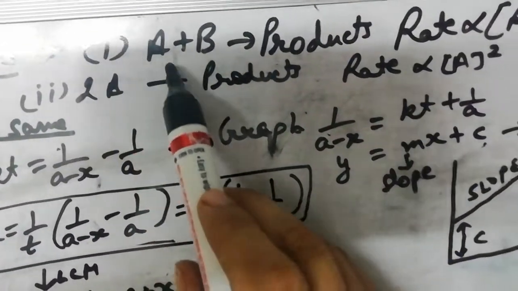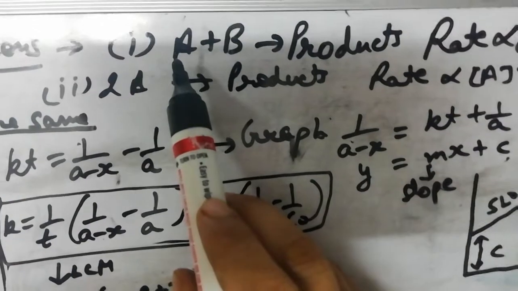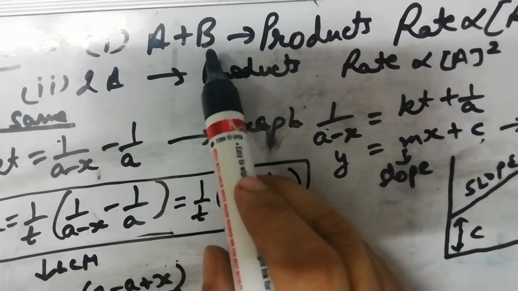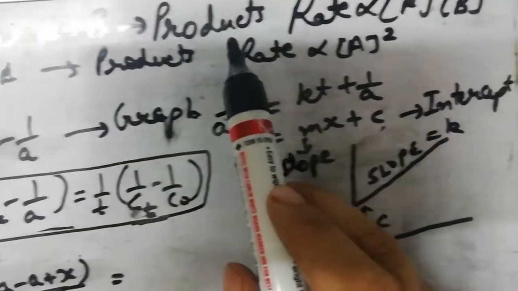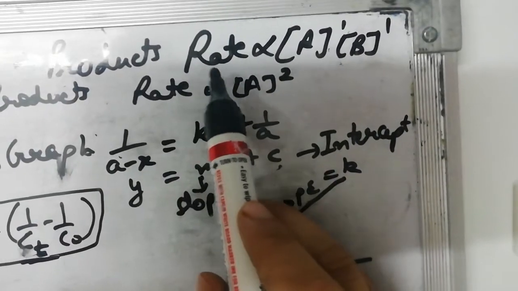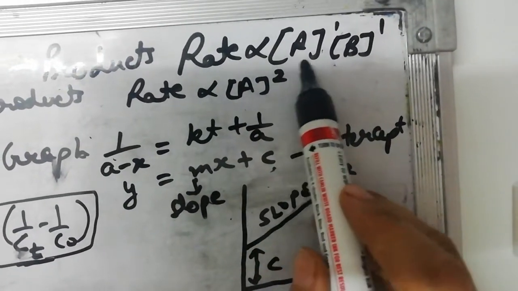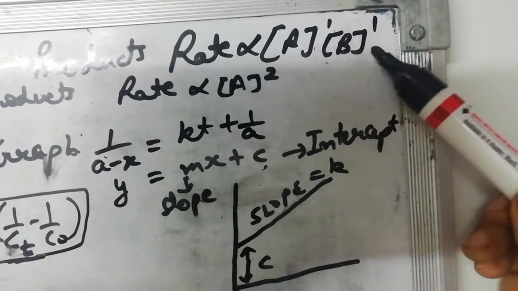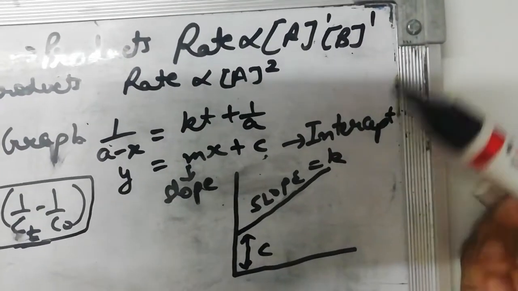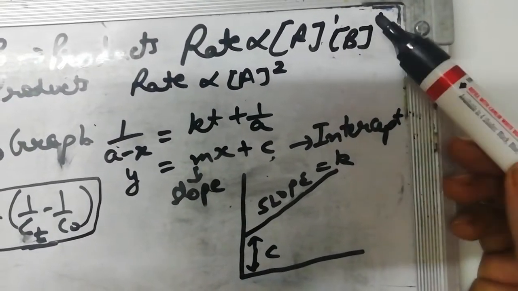So there are three cases. First case is when both the reactants are different. Like in this reaction, reactant A reacts with reactant B to give the products. So how will we write the rate of the reaction? Rate of the reaction is directly proportional to the concentration of reactant A raised to power 1 and concentration of reactant B raised to power 1. So the order of the reaction will be 1 plus 1, that is 2.